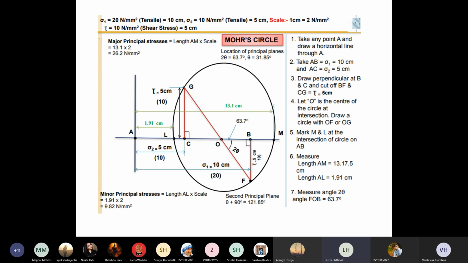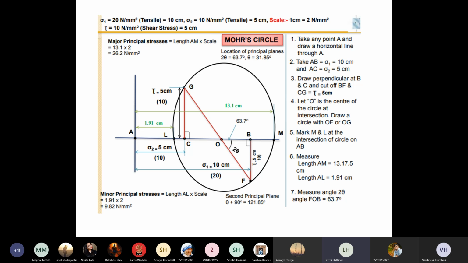So 2 theta 1 and 2 theta 2 both can be measured here, or else even if you measure only theta 1 and just add 90, you will get theta 2 also. So this is about the principal plane. Now to measure the principal stresses, major principal stress and minor principal stress, measure the A to M distance. So A to M indicates major principal stress, A to L indicates minor principal stress. So that is also shown to you.